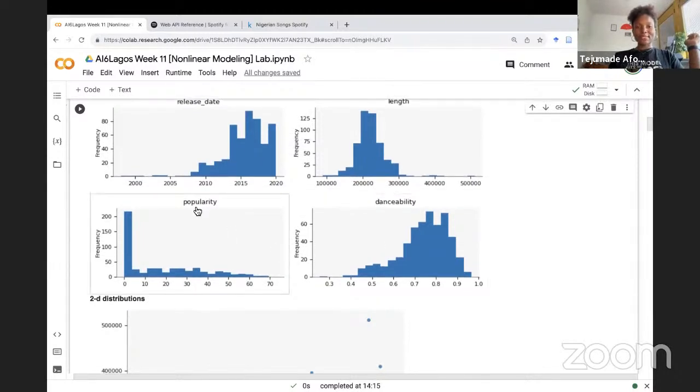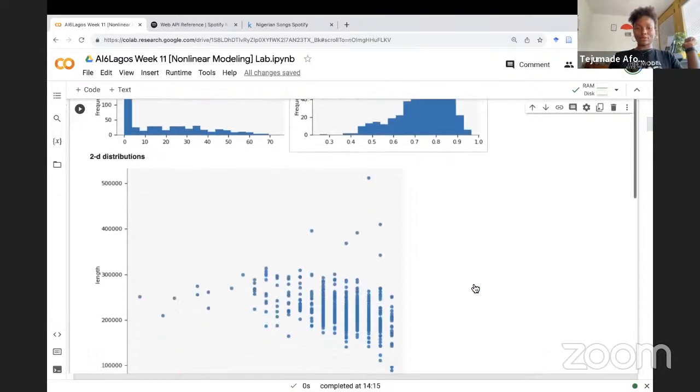And the popularity column, you see that it's very spread out, right? There are a lot of songs that seem not to be popular in this data set, and then there are some songs that are very popular. The higher the better. Danceability is skewed to the right. Most of the songs seem like they are danceable.